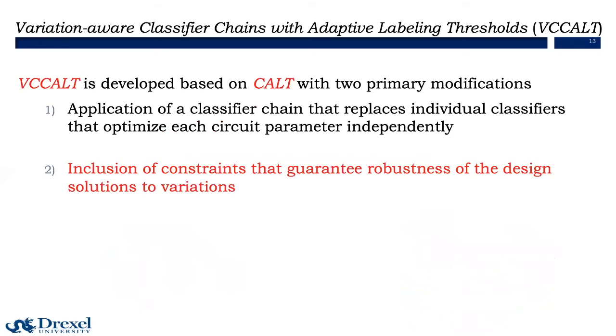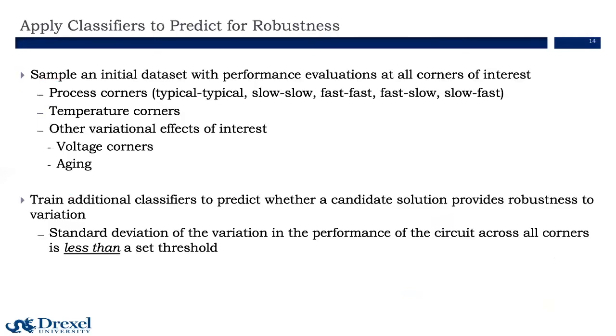The second part of the VC-CALT modification is including constraints that guarantee robustness of the design solutions. So we sample an initial data set with performance evaluations at all corners of interest. This includes process corners, temperature corners, and other corners if the user or designer wants to include, such as the voltage corners or aging.